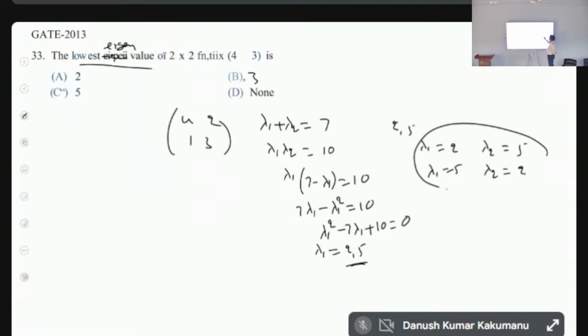In these two combinations, what is the least eigenvalue? What is your answer? 2 or 5? You are not responding. 2 or 5? 2. The least eigenvalue, 2, is the answer.